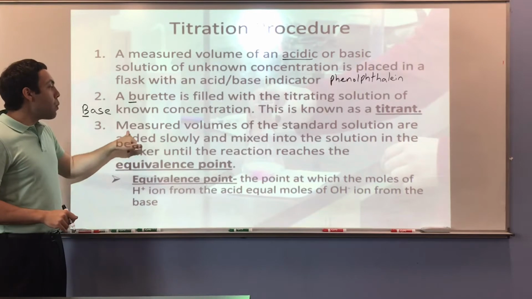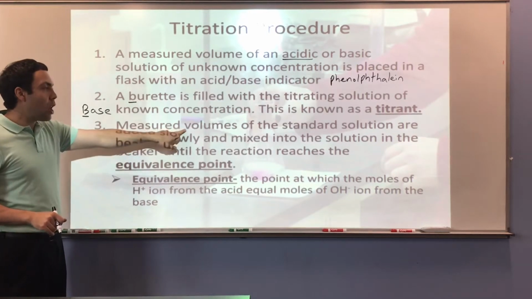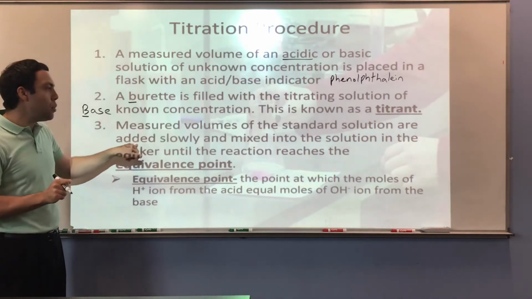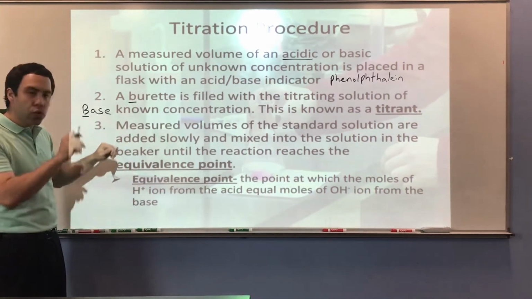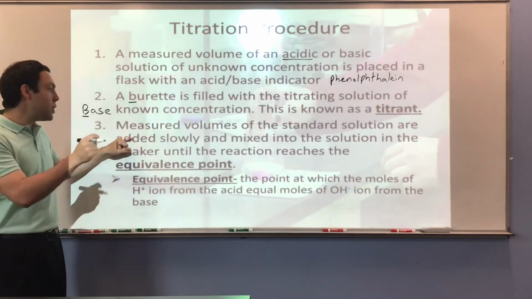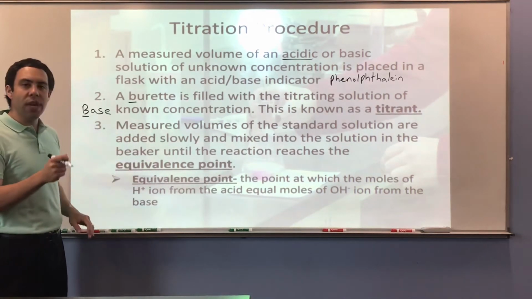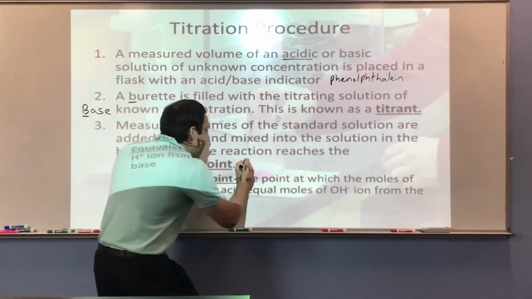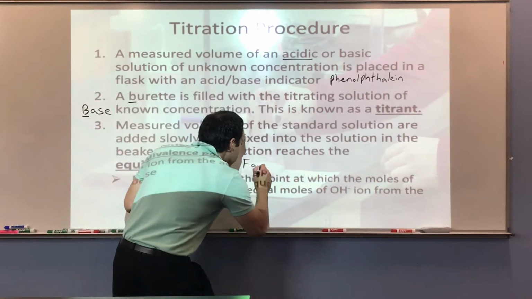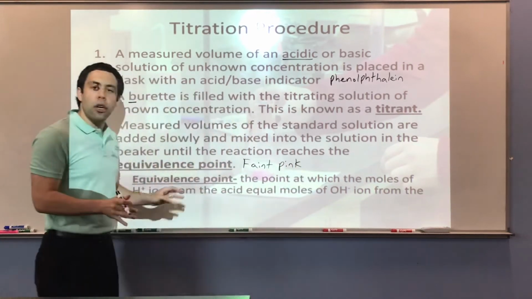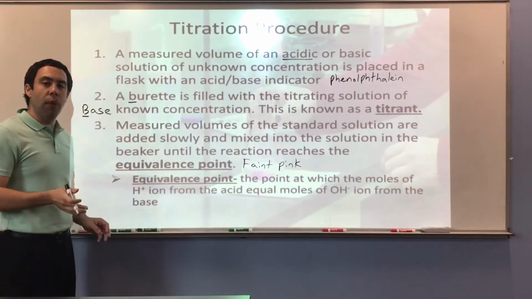Then we will have measured volumes of the standard solution, and they will be added slowly to the flask. So we'll drip it slowly from the burette into the flask and swirl the solution until the reaction reaches the equivalence point. That will be that faint pink color that we were talking about before.